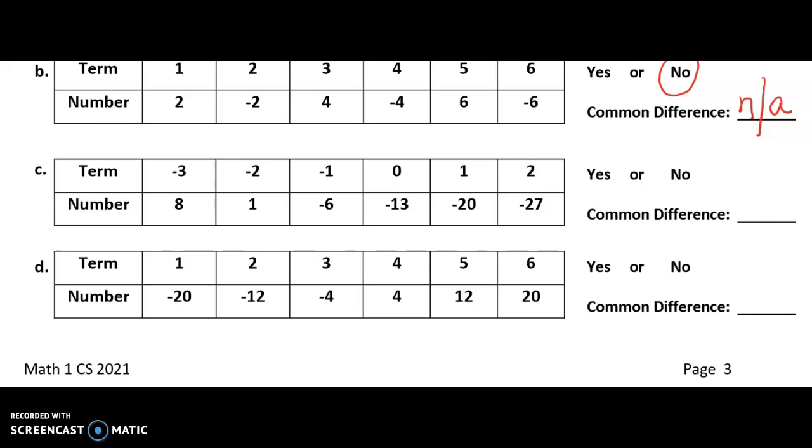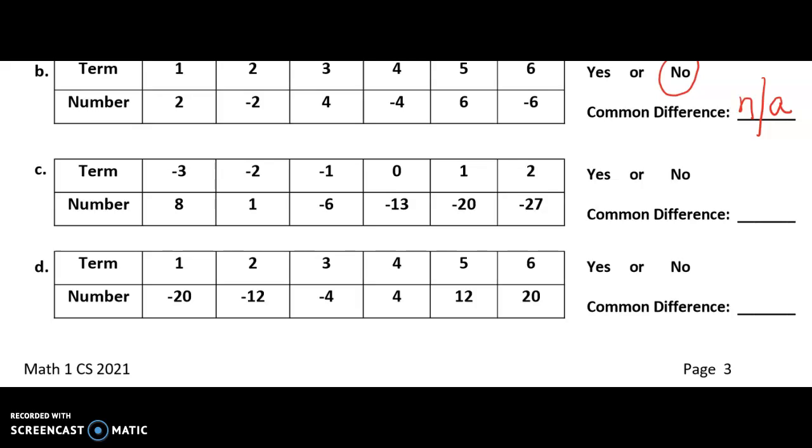Now let's see what you can figure out from parts C and D. You notice at part C that the term number also goes into the negatives, which is possible. The negative third term is 8. The negative second term is 1. The negative 1 term is negative 6. The 0 term is negative 13. First term is negative 20. And the second term is negative 27.